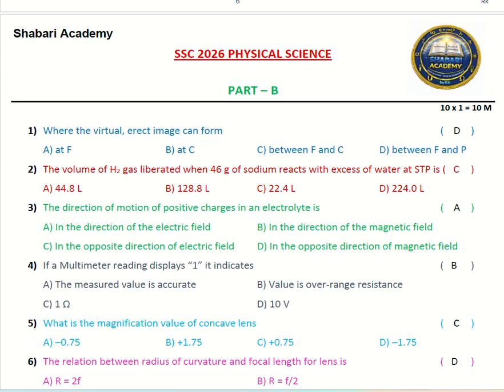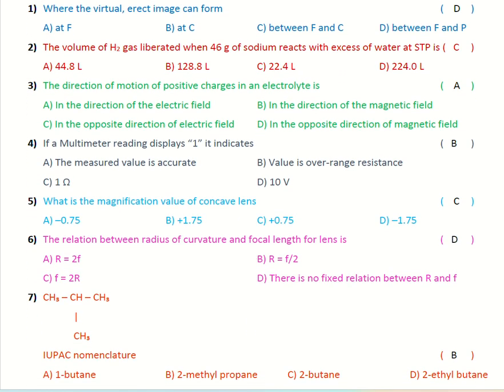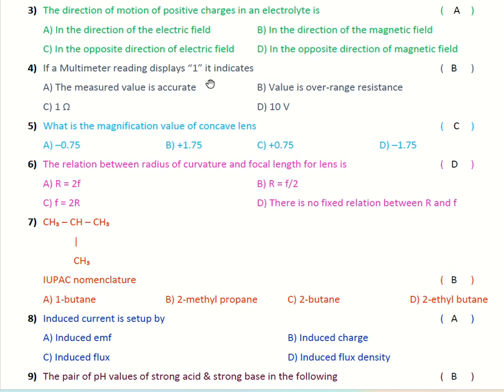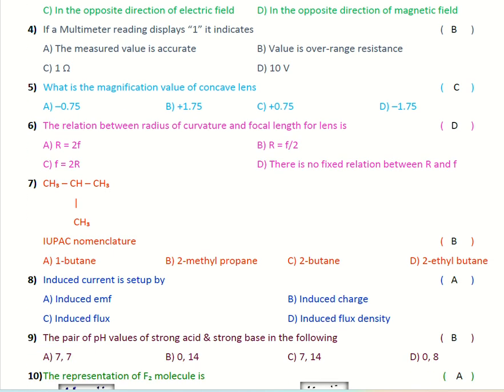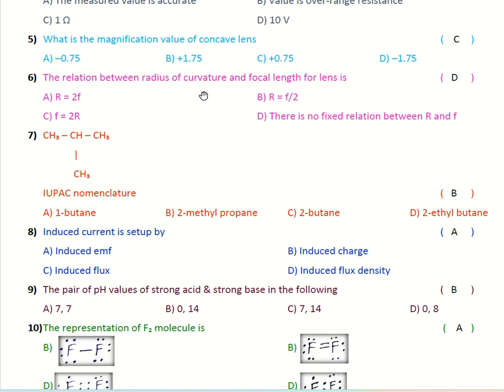Now the final answers are, see there, where the virtual erect image can be formed: between F and P. And in this problem, 46 grams, we are getting 22.4 liters because it is 1 mole. And the direction of motion of positive charges in an electric field is in the direction of the electric field. One indicates it's a over range resistance. And here the concave lens is asked, we can get the positive value that should be less than 1. So that is plus 75 in the given values. So coming to this one, if it is a mirror, then R equal to F is the correct option. But it is given as a lens, so there is no fixed relation between R and F.